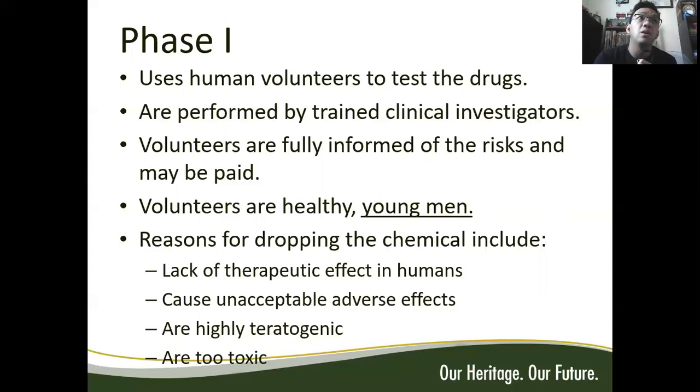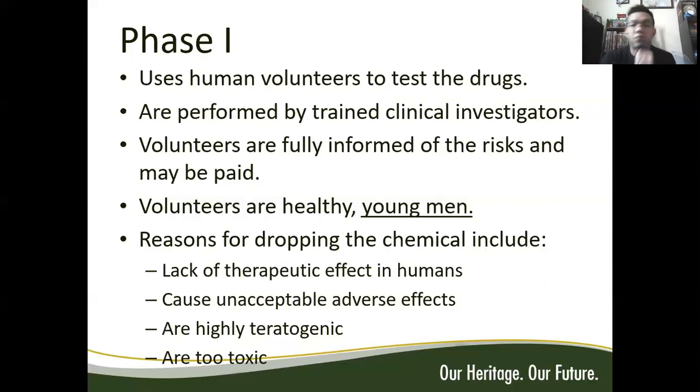Women are not usually tested during phase 1 of drug development because of infertility issues. What else? Some women may be pregnant and they don't know that they are pregnant. So during phase 1 of drug development, women as subjects are avoided. So usually the volunteers are young, healthy men.